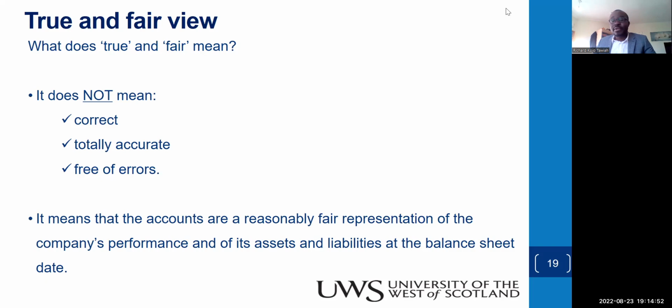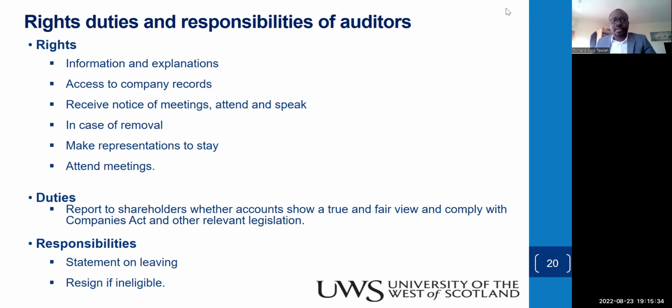True and fair view does not mean that the books are all correct, totally accurate, or free from errors. No, we deal with sampling in audit. We deal with materiality thresholds, okay? So it means that it is a reasonably fair representation of the company's performance, their assets, their revenue, their liabilities, and the balance sheet. It doesn't mean that we tested everything. We cannot do that. Look at Tesco. How many transactions do they run a day in one of their branches? Thousands of transactions. In a year, they have millions of transactions. Can you look at all the millions of transactions? You can't do that. We deal with some samples, okay? So true and fair view doesn't mean everything is right.